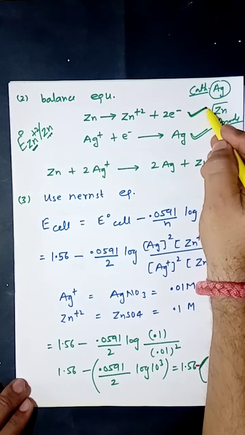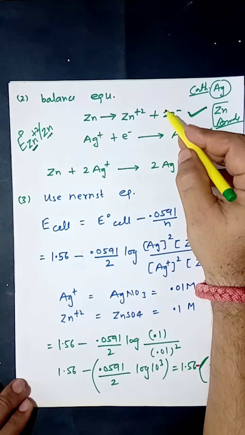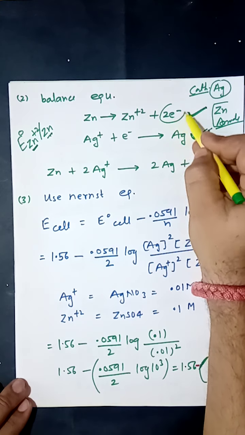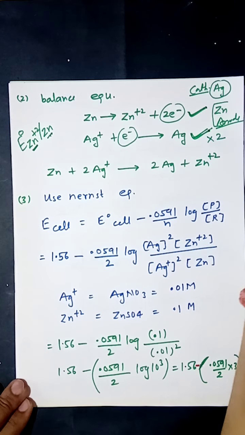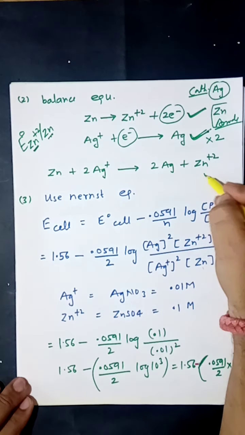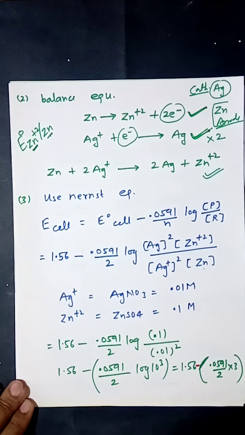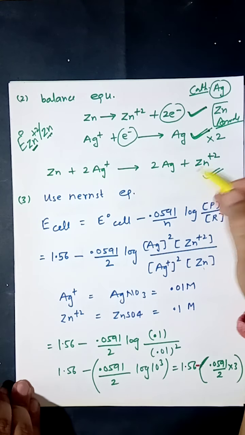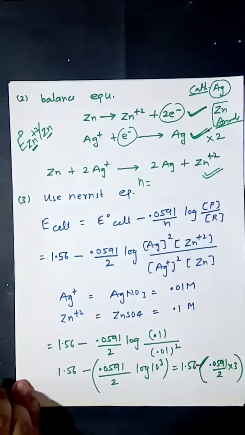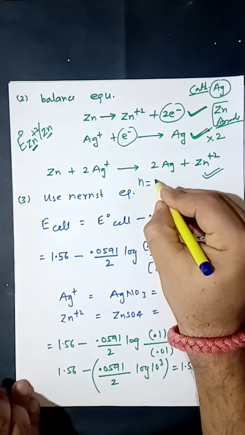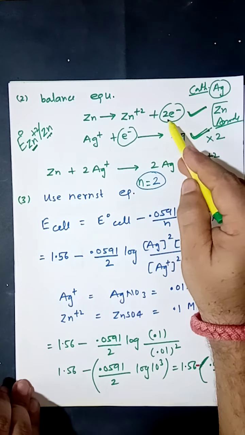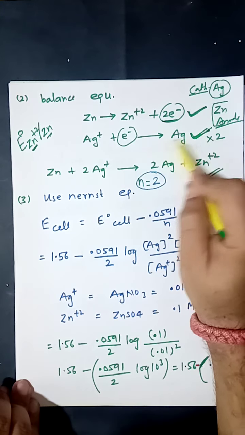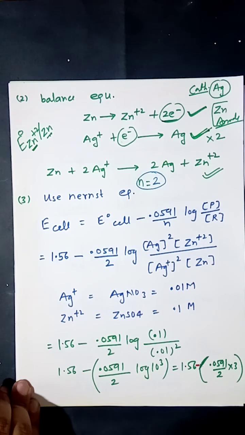So this is the first half reaction, this is the second half reaction. In order to balance this equation, we have to equalize electrons, and to equalize electrons we multiply the second equation by 2 and then add, and you get this as the balanced chemical equation. When we balance the equation, we have already identified the value of n also. Here n equals 2. n, if you remember, is the number of electrons lost or gained in the balanced equation. So here you can see it is 2 electrons, and after multiplying by 2 it also becomes 2.